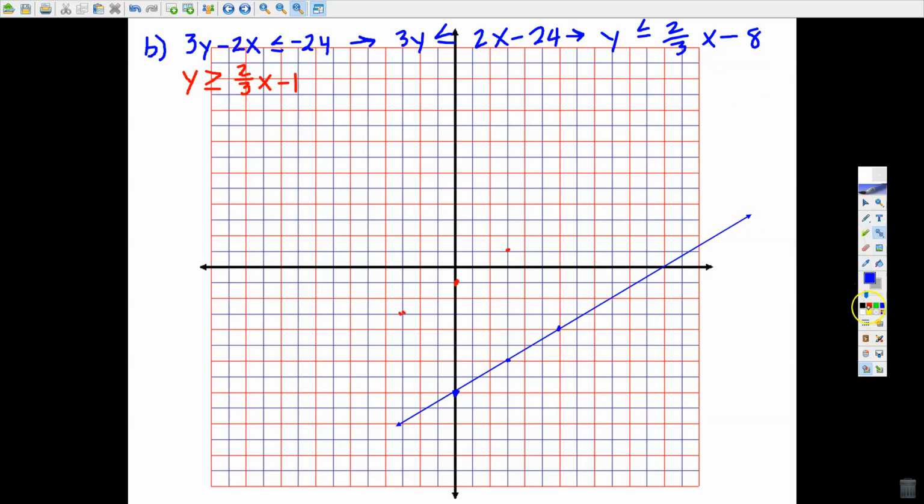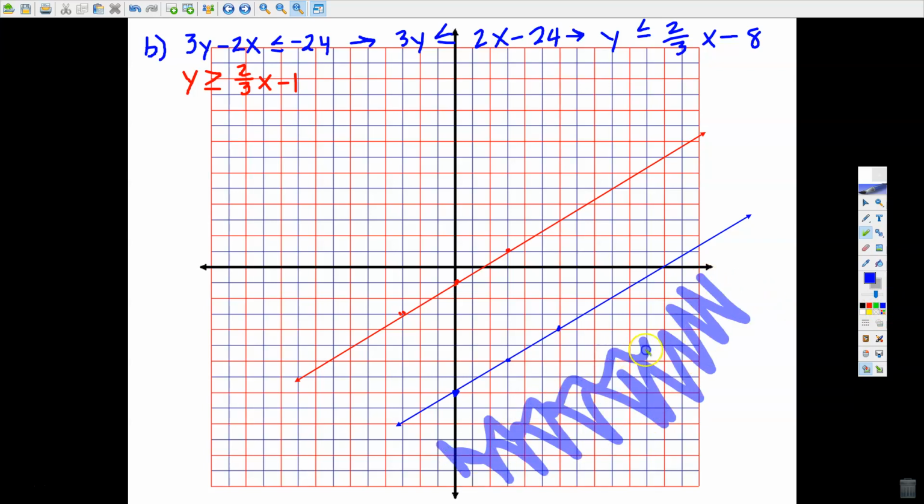So we have parallel lines. Are they ever going to cross? No. And I'm going to have a solid line again. All right, so there's the boundary line for the red inequality. So now I'm going to do the shading. Blue says less than, and less than is below the line. Red says greater than, and greater than means above the line.